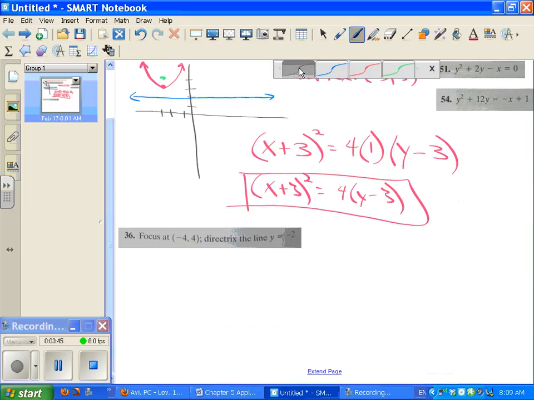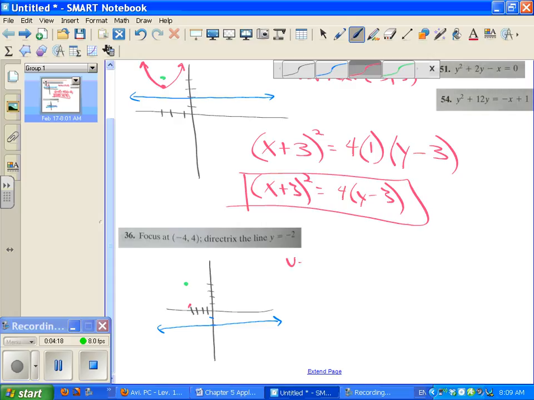Okay, 36 is the same idea. And again, I'm going to sketch myself a little picture. This time I've got a focus at -4, 4. This is its focus out there. And then I have a directrix line at y equals -2. That's down here. How many spaces in between there? 1, 2, 3, 4, 5, 6. So that means my vertex is going to have to be 3 in between those. 2, 3. So it's going to be down here.